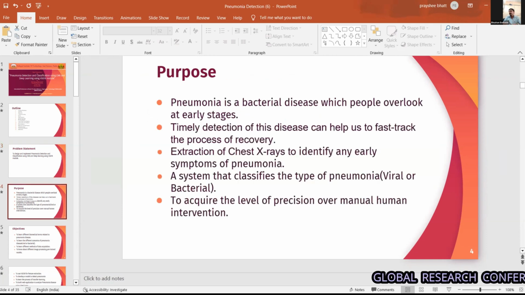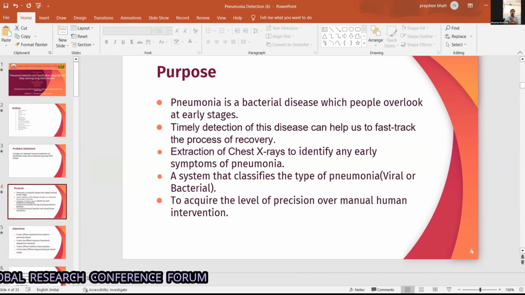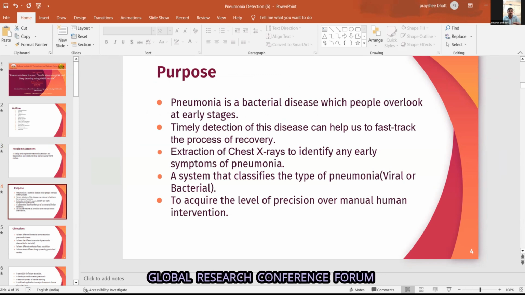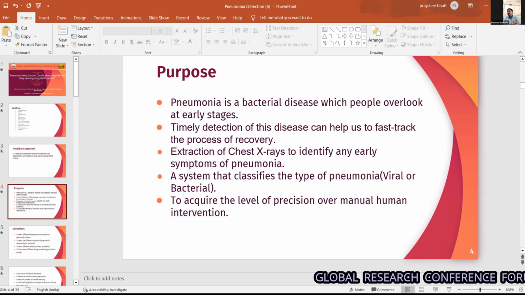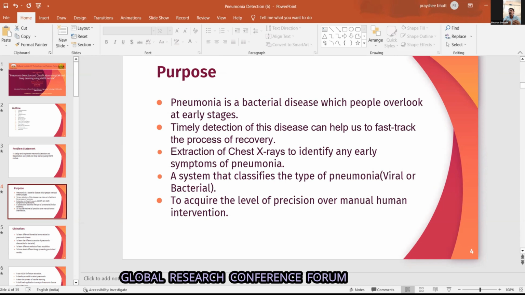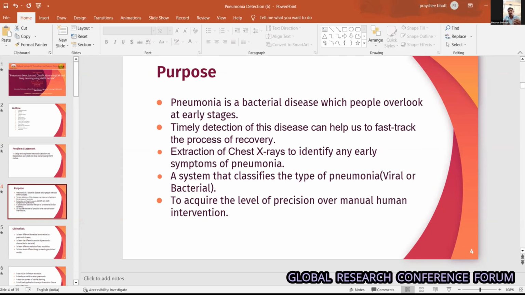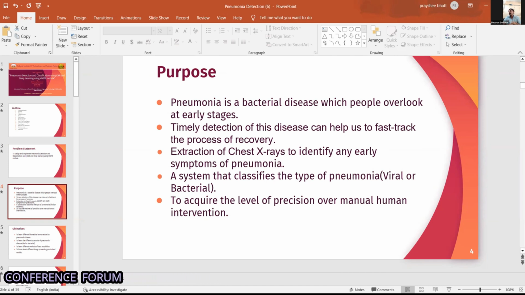Next, purpose. I already discussed the purpose, pneumonia. When we consider pneumonia, there are two types, bacterial and viral. In bacterial pneumonia, people overlook the early stages. There are some stages at which we can detect how the bacteria infect our system, our human health. All that we can consider with bacterial diseases.